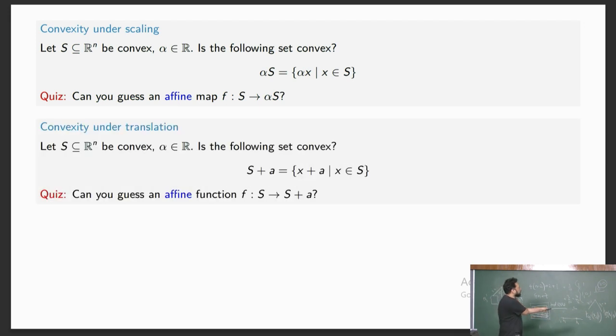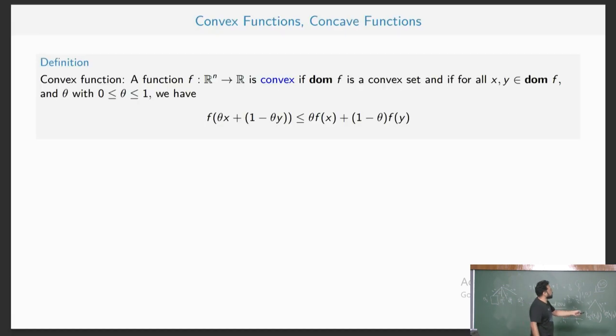We can translate a convex set S: if you add A to each entry of the set S, it still remains a convex set. So that's this basic result. Now we come to the function.